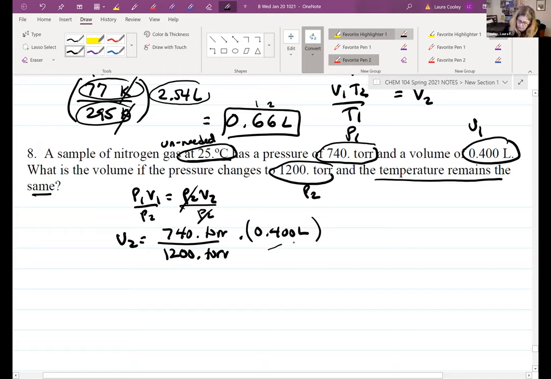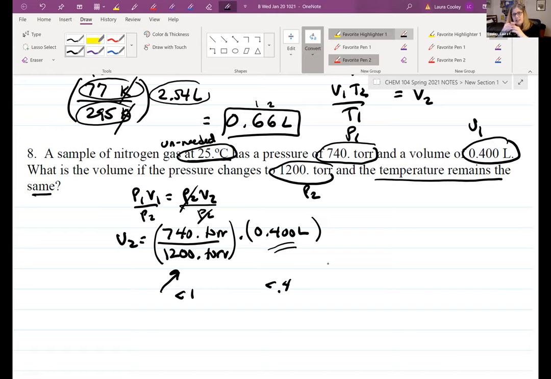So you're multiplying the 0.4 by 740 over 1200. This is going to be less than 1, so it's going to be less than 0.4. Better be. Right. So that's a way you can look at these problems and try to figure out which way it's going to go. And then you know when you get the answer.